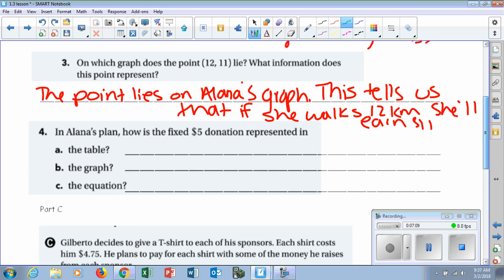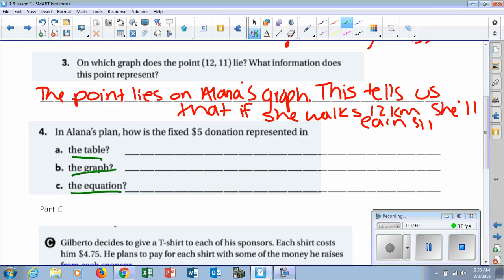For 4, it says in Elena's plan, how is the fixed $5 donation represented in a table, a graph, and an equation? So, let's do this with your shoulder partners. It says in Elena's plan, so you're only going to be looking at Elena. And at $5 donation, how can you determine that based on looking at the table that we created yesterday, the graph that we created yesterday, and we also created an equation. So I will let you know that in the table that was on our first page, it says a fixed $5. Well, if I look at the table and I look at where Elena's $5 is, I can see, right?